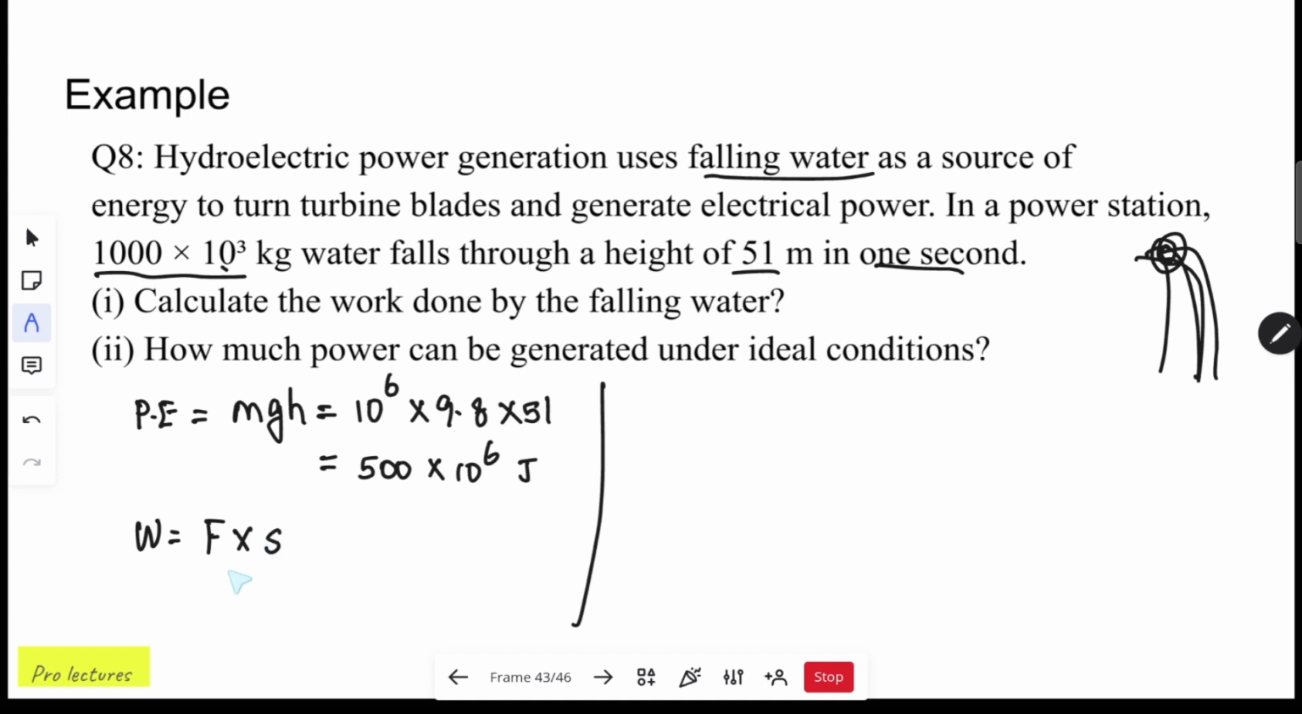Work is force into distance. Force was the gravitational force mg, distance was h. So we again come up to the same thing. So the work done is 500 millijoule.